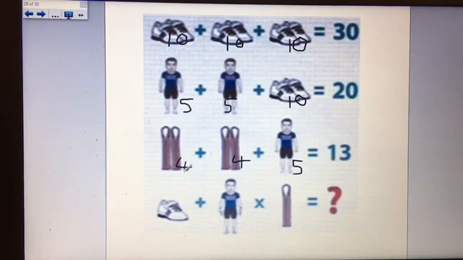I don't know if I'm being really stupid not knowing what these are, but I just can't tell. So we've got a trainer plus a man times a stick thingy. We know the trainers are 10 for a pair, so a trainer on its own is going to be 5. And we know the man is 5. We know 2 of these make 4, so one of them has got to make 2. So you do 5 times 2, which makes 10, and add the 5 to make 15.